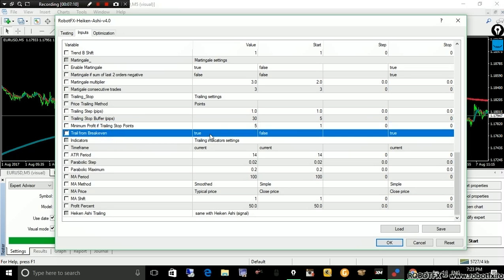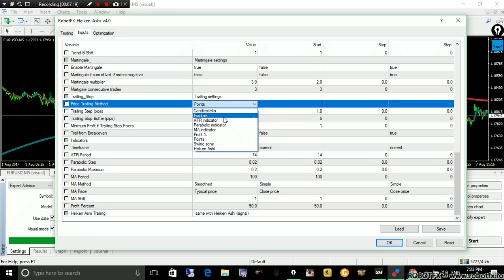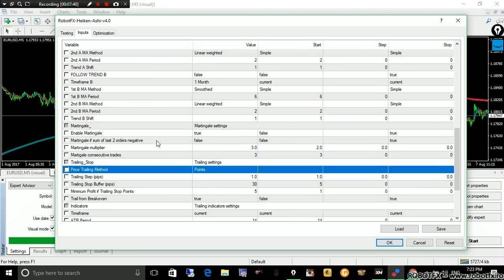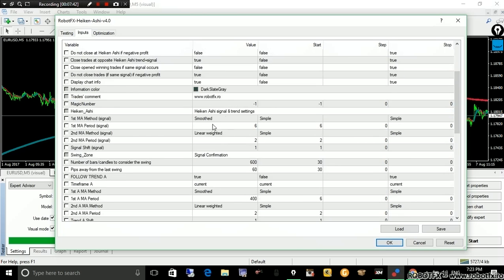I want the price first to go in my favor and then start to trail to make sure I'm winning something. And again, there are multiple other ways to trail the price. I can use a candlestick, the last candlestick's close level. I can use indicators like fractals, ATR indicators, SAR, moving average, and so on. I can even use the swing zone explained in the second video, or the Heiken Ashi itself, which will have the same settings as the signal.